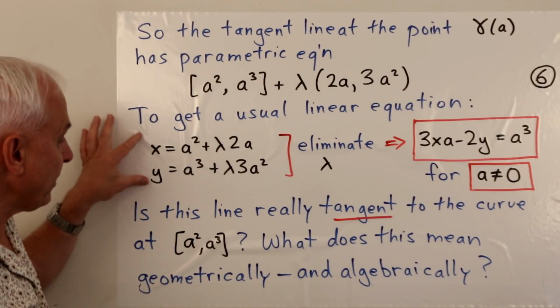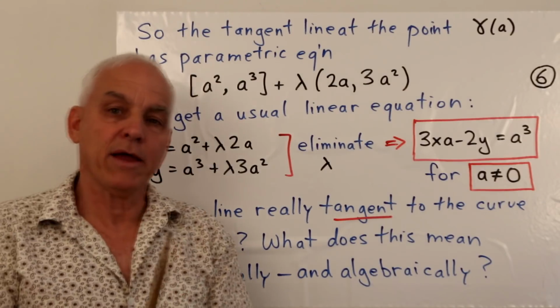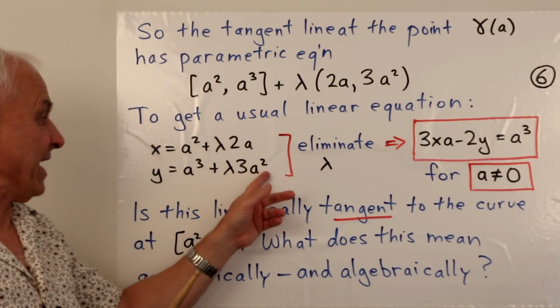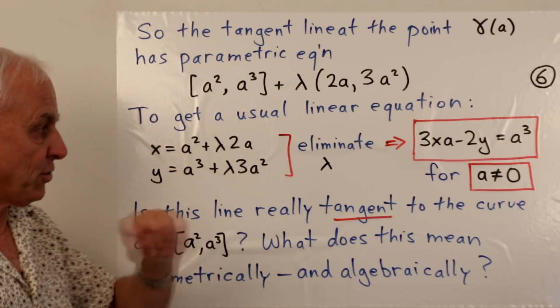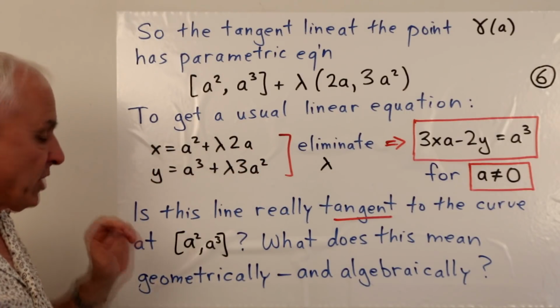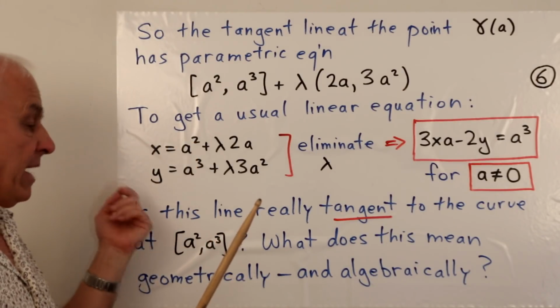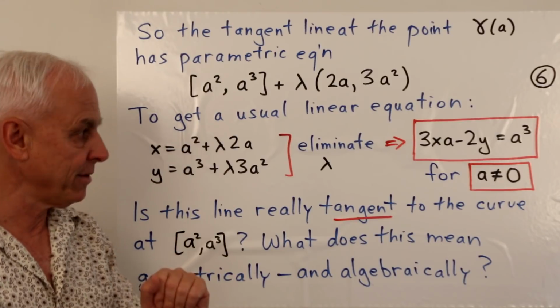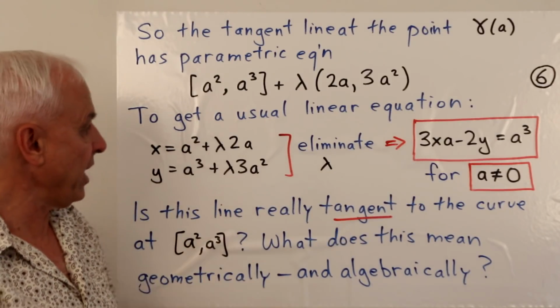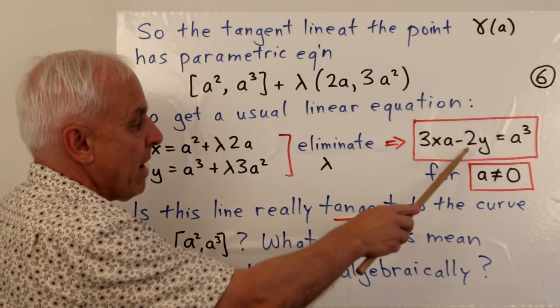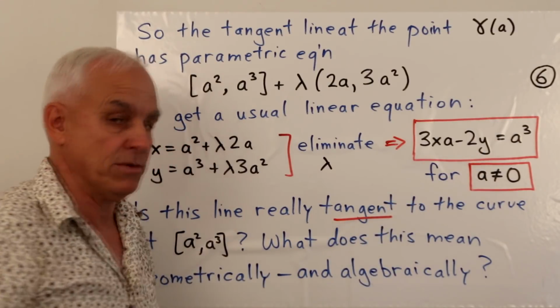And then to get an equation involving x and y, the idea would be to eliminate the lambda. I'm going to leave this to you as an exercise, right? To take these two equations and eliminate lambda to get an equation purely involving x and y, but no more lambda. It'll still have a involved, and what you'll get is 3xa minus 2y equals a cubed.